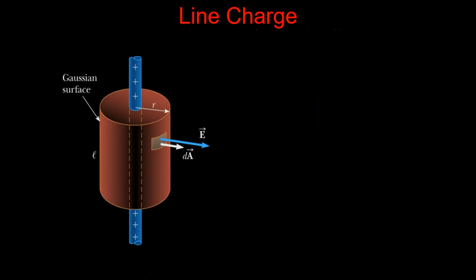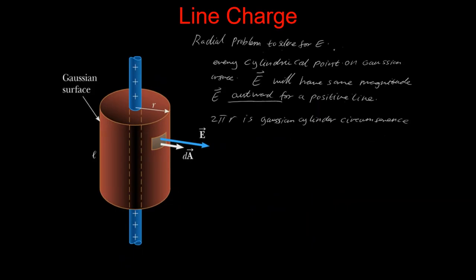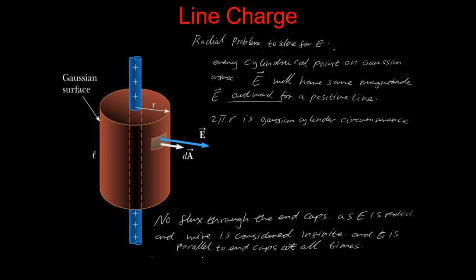So let's take a look at our line charge. If we're looking at a line charge, we're looking at a radial solution for the electric field, as we saw in that previous slide. Every cylindrical point on the Gaussian surface will have some magnitude E. And E here is a positive charge, so it's running outwards through our Gaussian surface, which makes our signs a little easier to deal with. Any cylinder will have some area here of 2 pi r, which is essentially the area of a circle. The area of a cylinder, remember, being 2 pi r L.